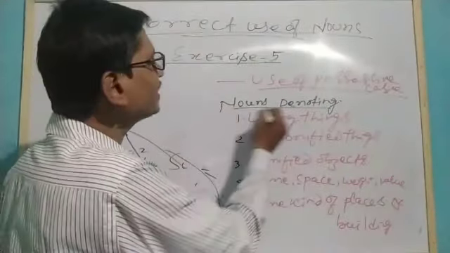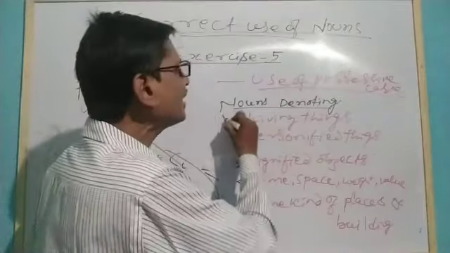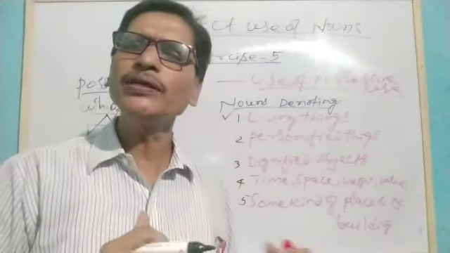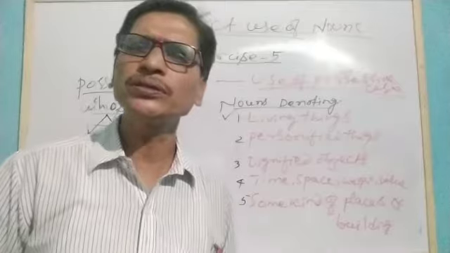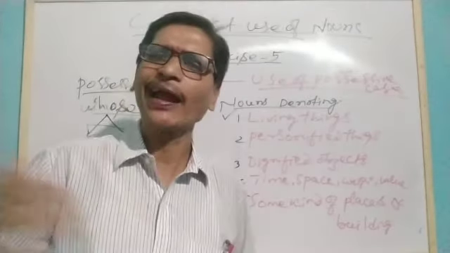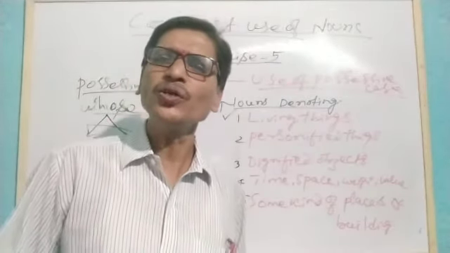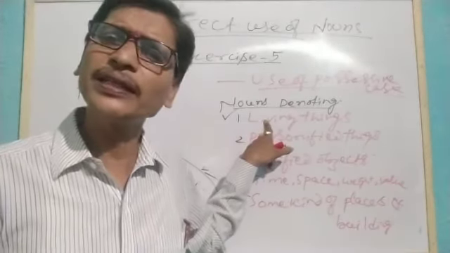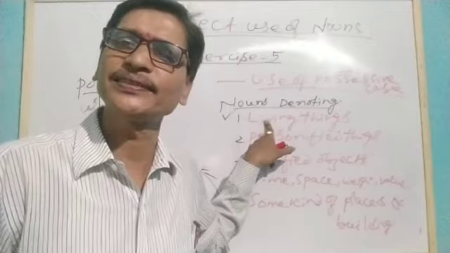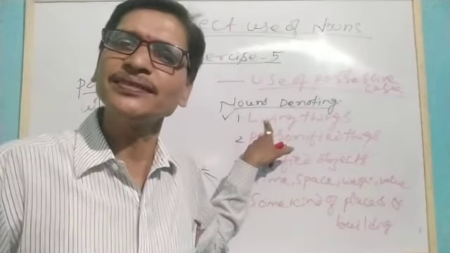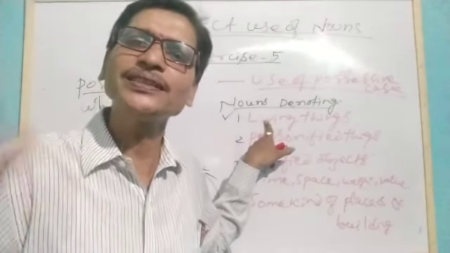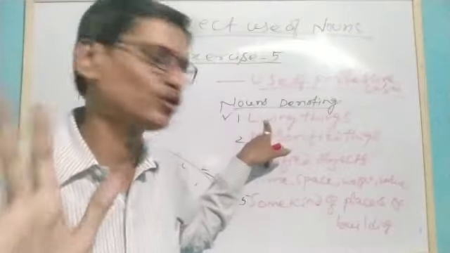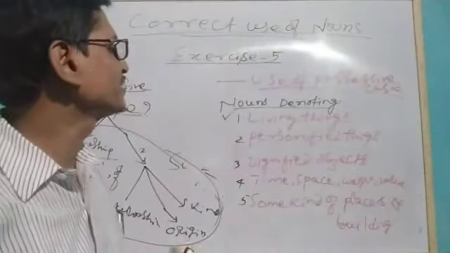First, when the noun denotes a living thing. When a noun is denoting a living thing, Rama's, cow's, cat's, understand? So when we are talking about a living thing, we can make their possessive case. Teacher's, understand? Teacher apostrophe s, teachers means s apostrophe also you can do. That is living things.